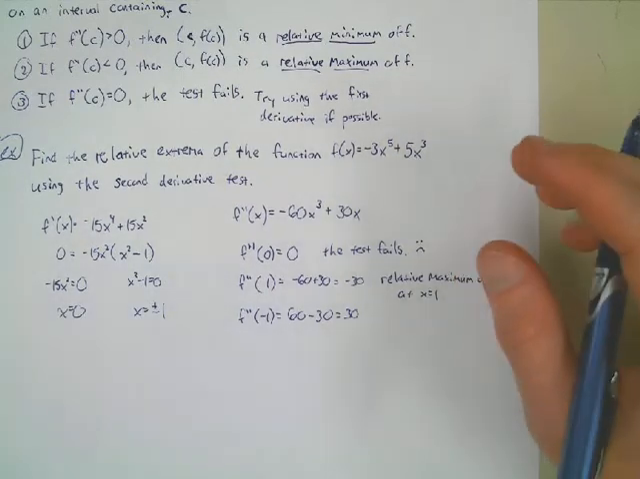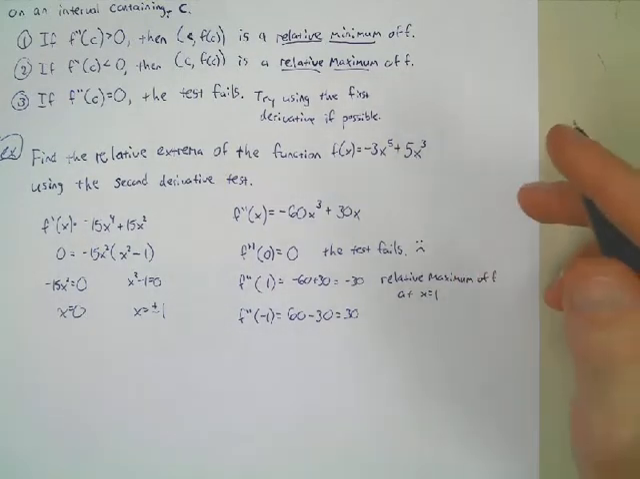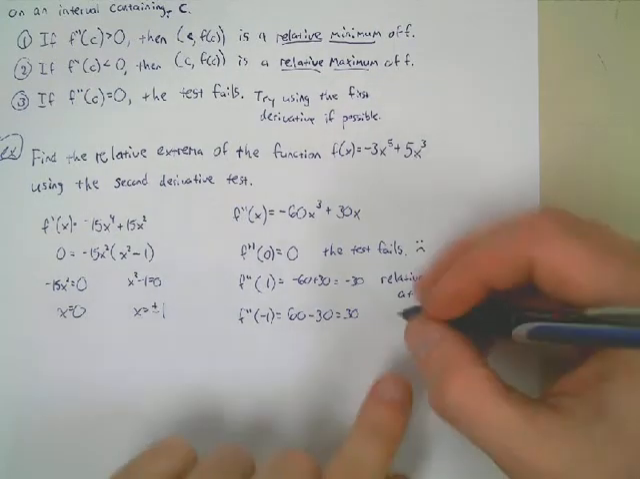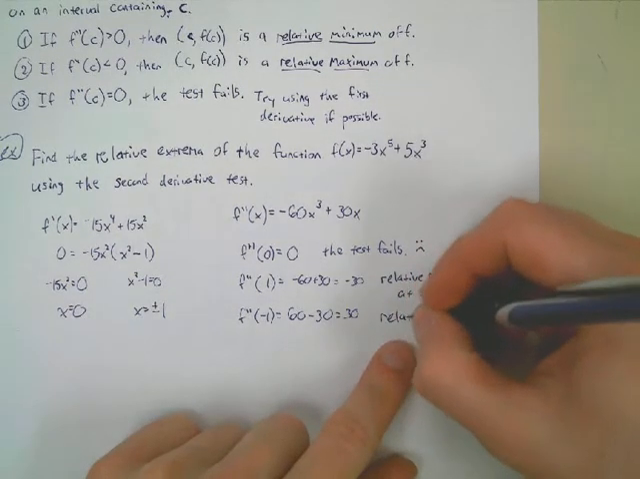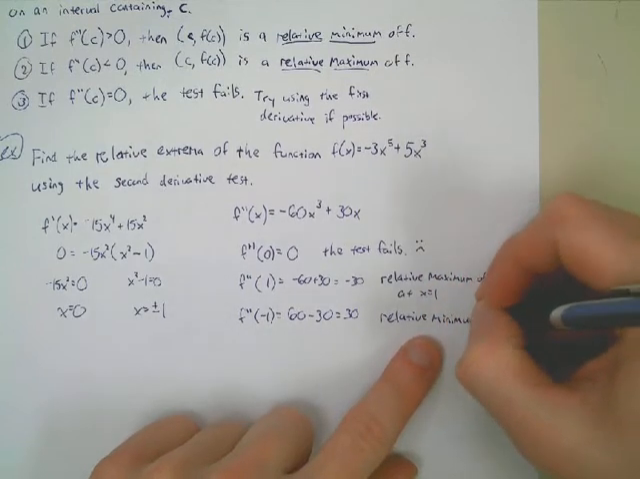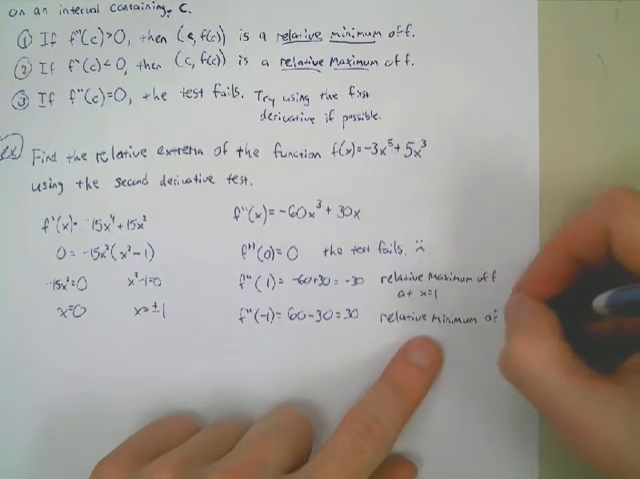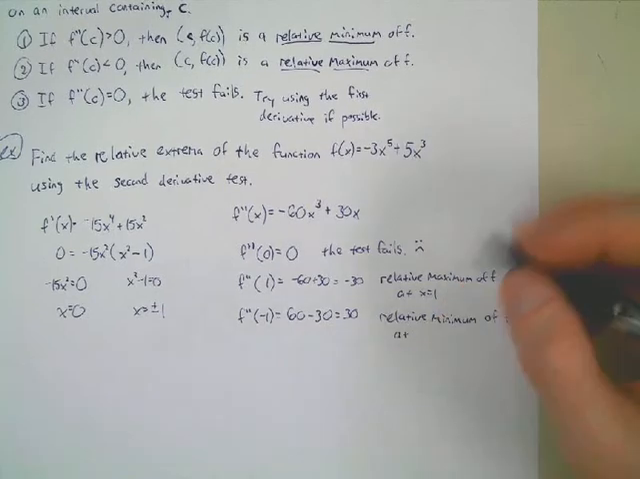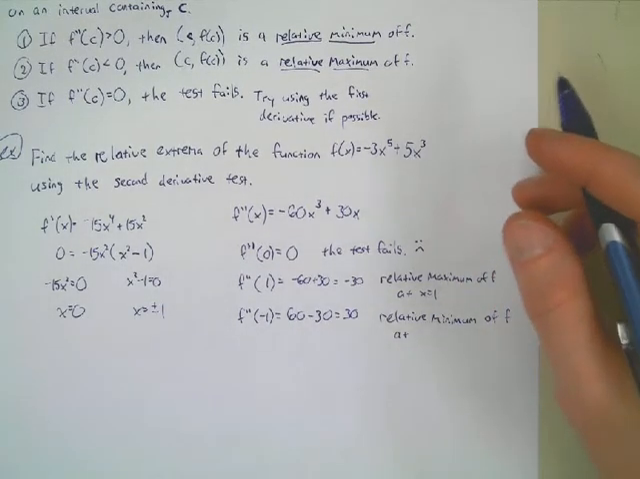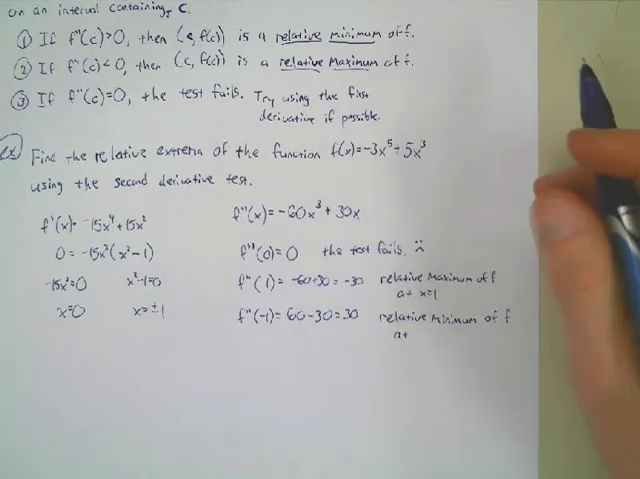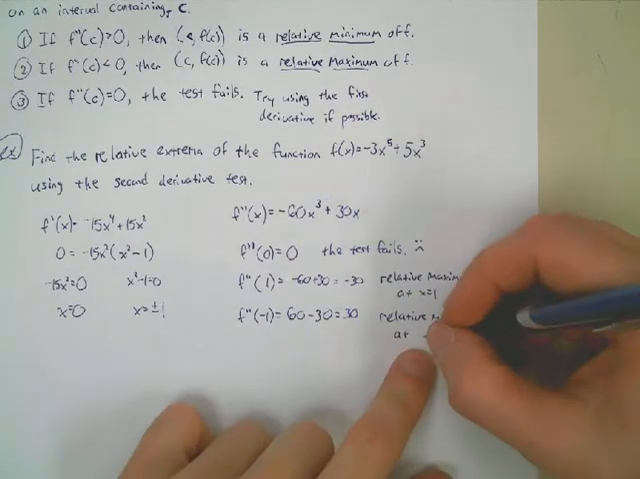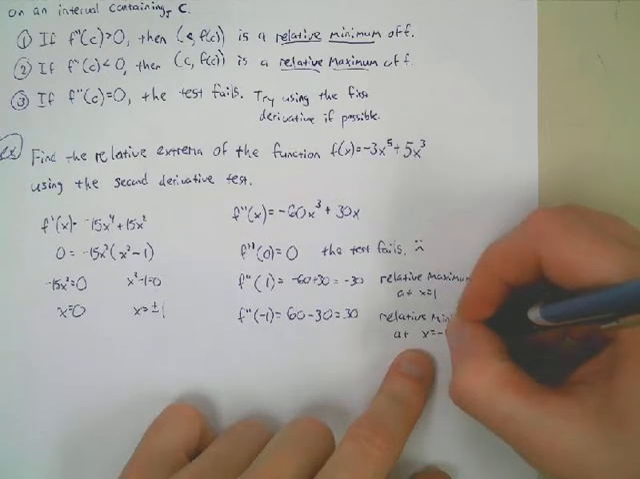And then f double prime of negative 1. Negative 1 cubed is negative 1, times negative 60 is positive 60. Negative 1 times 30 is negative 30. So I get 30 there. And so f double prime of negative 1 means our second derivative is positive at negative 1. If the second derivative is positive, that means the original function is concave up. Concave up, so we have a relative minimum.